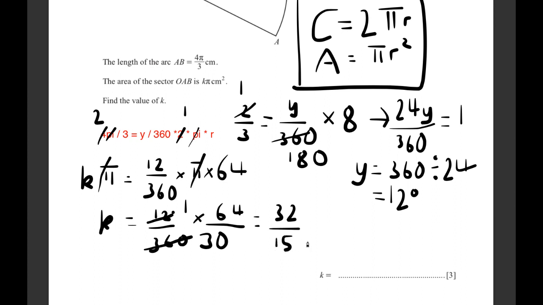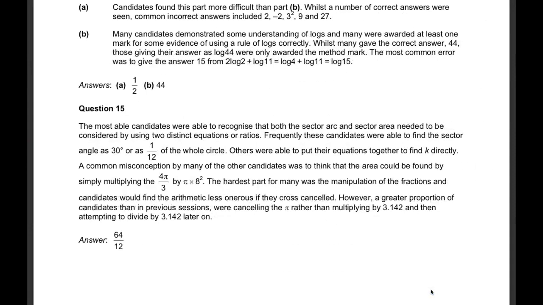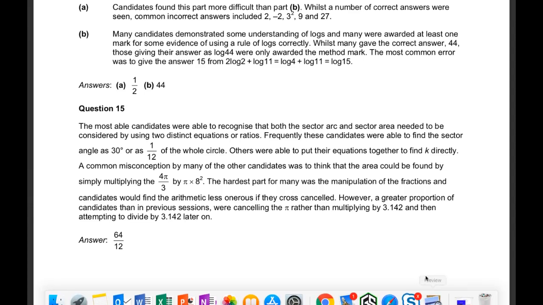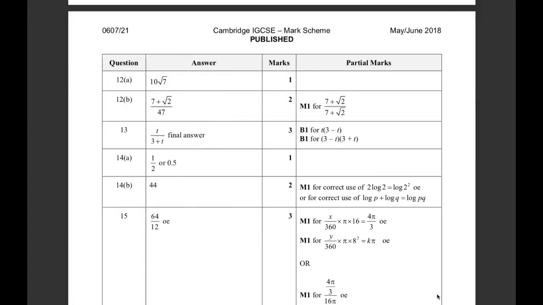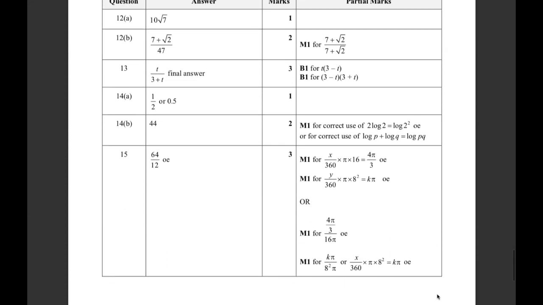Now, I really hope I've got the right answer there, because that doesn't simplify any further. So I'm saying it's 32 over 15. What does the mark scheme say? 64 over 12, right? What have I done wrong there then? 4 pi over 3 by... Right, let's have a look. So I've done this.